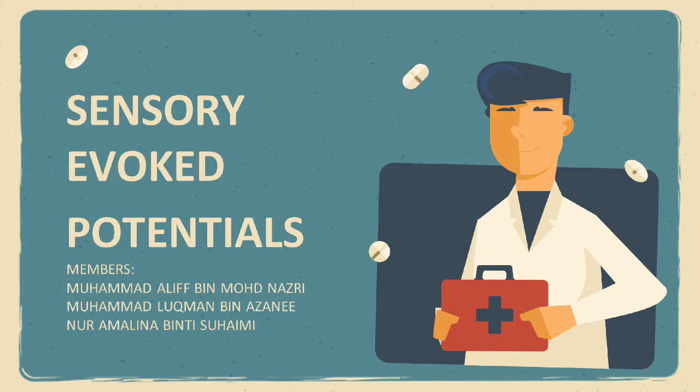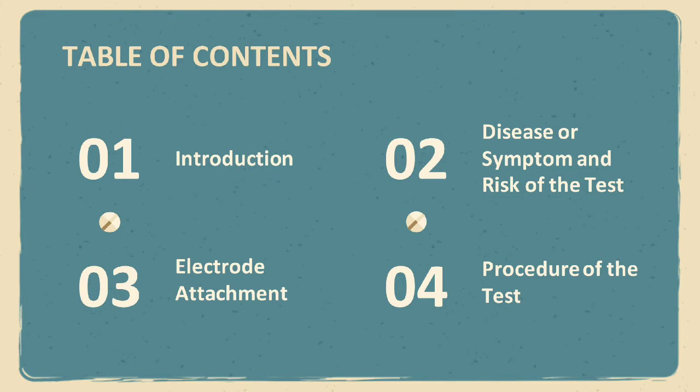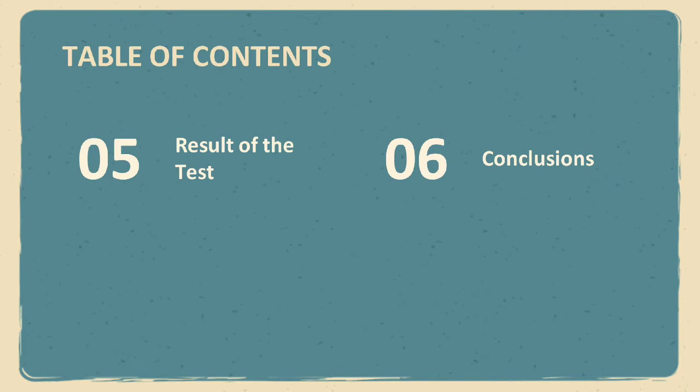Our group consists of 3 members, which is me, Muhammad Alif bin Muhammad Nazri, Muhammad Loman bin Azani, and Nur Amalina binti Suhaimi. Kami akan menggunakan 2 bahasa ketika menerangkan setiap point. So, let's get started. Overall, there is introduction, and then disease or symptom and risk of the test, electrode attachment, procedure of the test, result of the test, and lastly will be the conclusion.